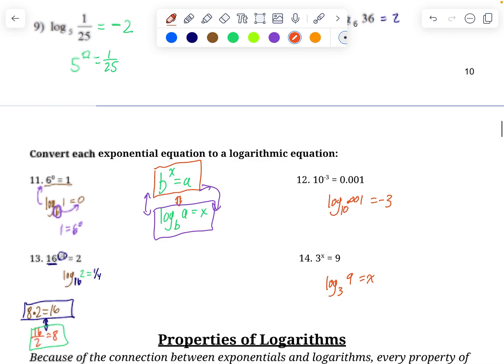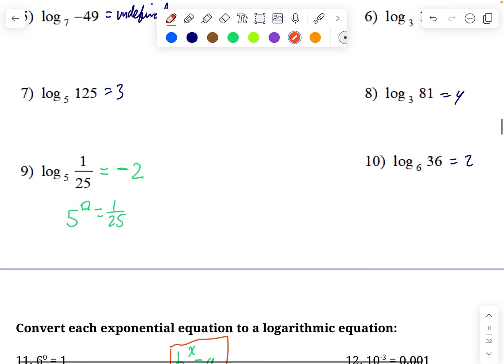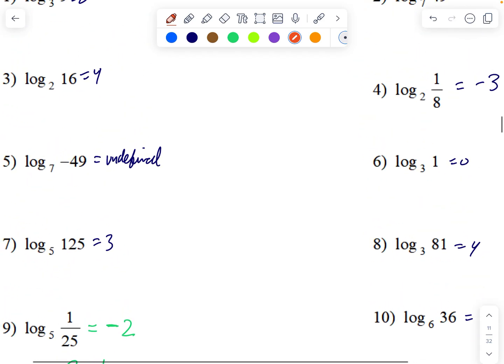Why would you want to do this? Don't worry about it. We'll talk later about why you'd want to flip back and forth. The main thing I want you to be able to do right now is evaluate a log like this.